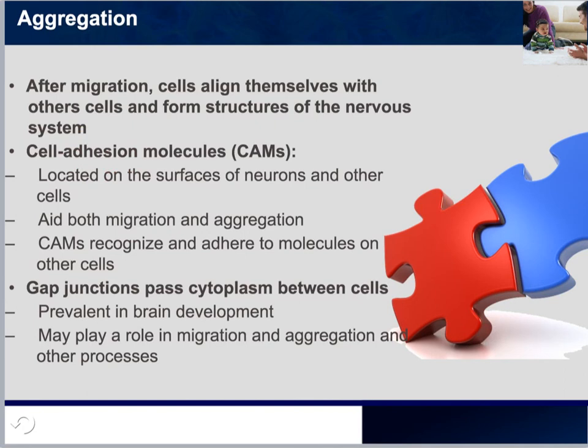The gap junctions are points of communication between adjacent cells, neurons and glia. The gaps are bridged by narrow tubes called connexins, through which the cells can exchange cytoplasm, and that is the material that lives inside the cell with the exception of the nucleus. The cytoplasm is where most cellular activities, like division, occur. It also contains a lot of the organelles. So these gap junctions are prevalent in the development of the brain, and they play a very important role in the migration and aggregation and other processes.